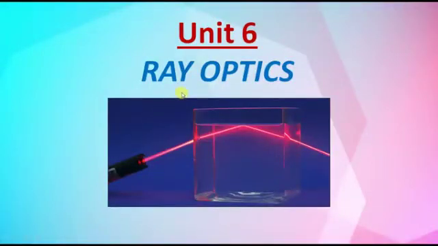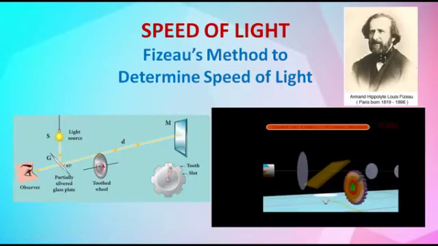Hi students, good morning. Now we are going to see unit 6, speed of the light. Light travels at the highest speed in vacuum. The speed of the light in vacuum, we already know, is c, equal to 3 into 10 power 8 meter per second.